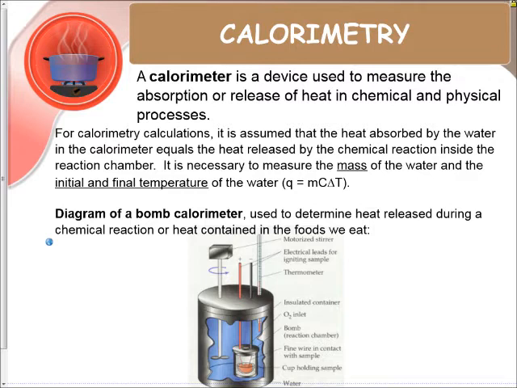Now below we have a diagram of a bomb calorimeter. You have a very small inner reaction chamber where our reaction is going to take place, and it's surrounded by water. Now, like they said, we need to know the mass of the water being used in this calorimeter. We need to know its initial temperature and the temperature of the water after the reaction is complete. Then we can figure out exactly how much energy was released or absorbed.